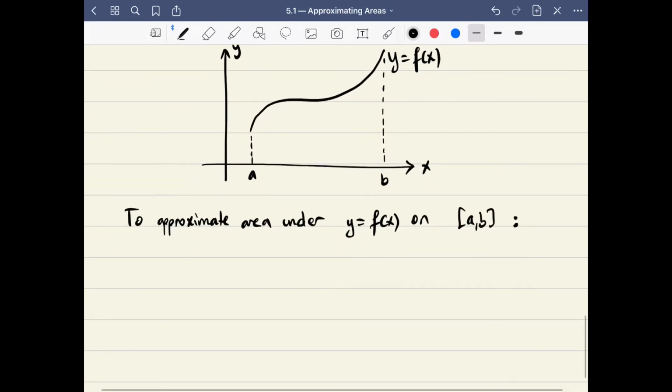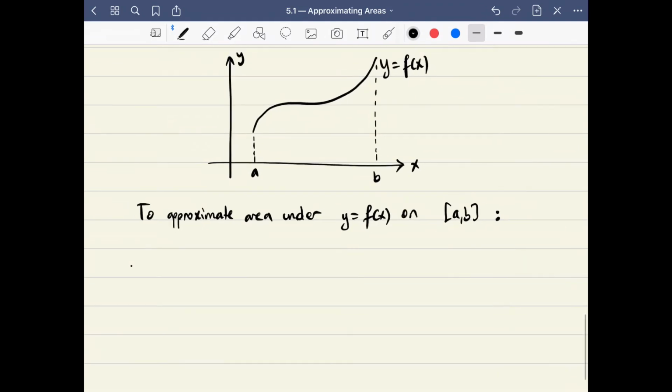Okay, so the first step is to divide the interval a comma b into a certain number of pieces. Let's call this number n. So divide a comma b into n subintervals of equal length.